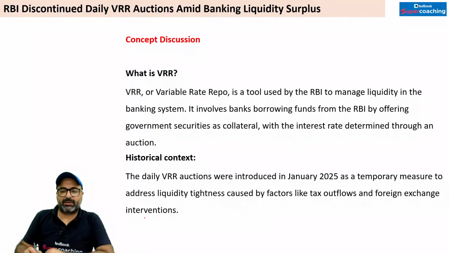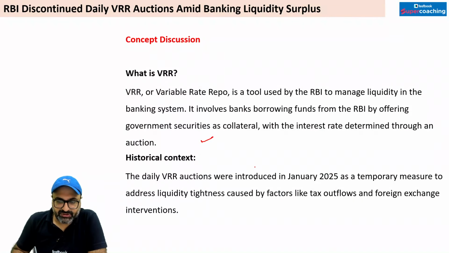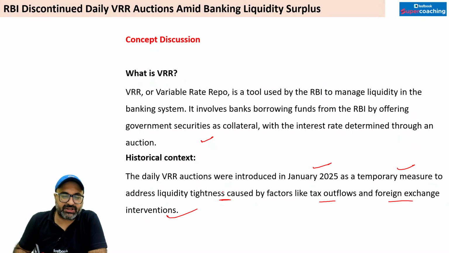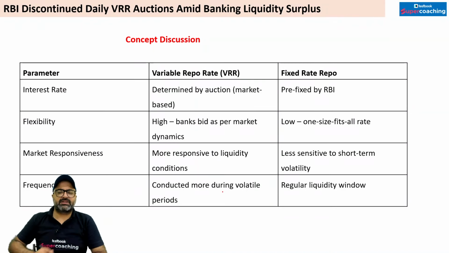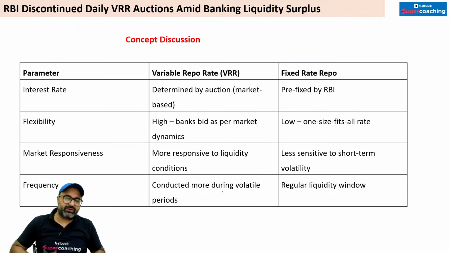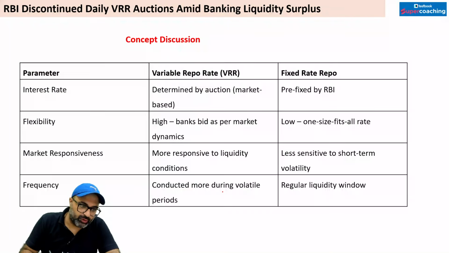So what is VRR? We have discussed the historical context. Daily VRR were introduced in January 2025 as a temporary measure to address liquidity tightness caused by tax outflows or foreign exchange intervention, जिसकी वजह से liquidity issue था और उसे overcome करने के लिए RBI has come up with this. The last part is the difference between VRR and fixed repo rate. For interest rate, in VRR it is determined by auction, whereas here the interest rate is prefixed.